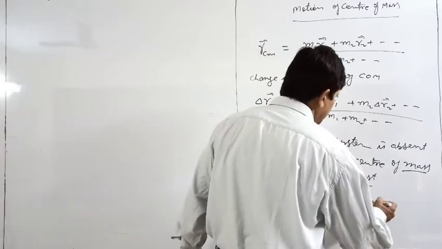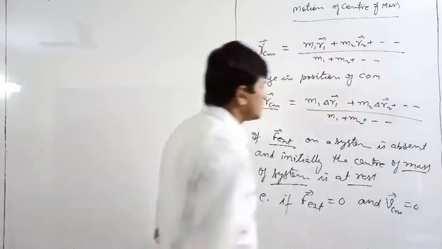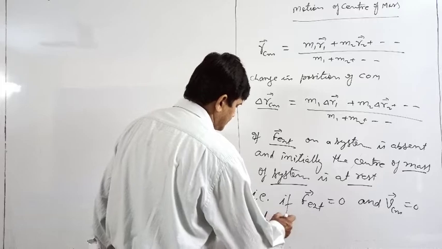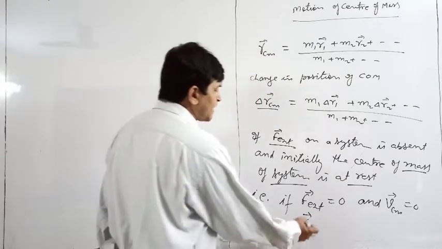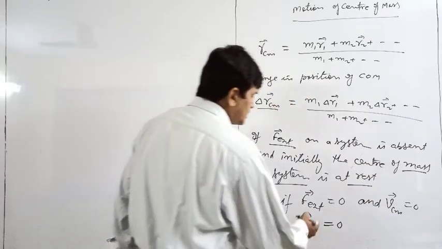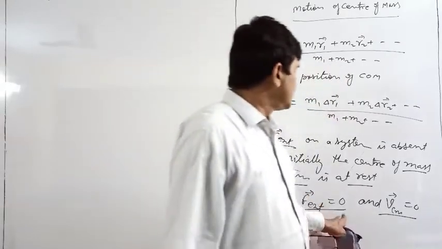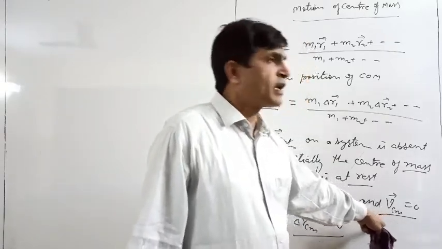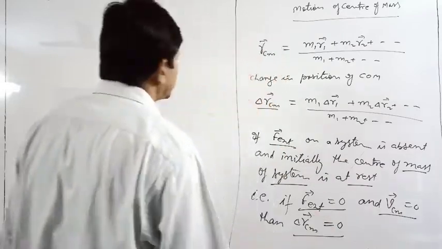and VCM, velocity of center of mass, is also 0, then delta RCM, the change in center of mass of the system, must be 0. So these are the conditions here. If these conditions are there, external force on the system is 0 and center of mass is not moving, then delta RCM is equal to 0.